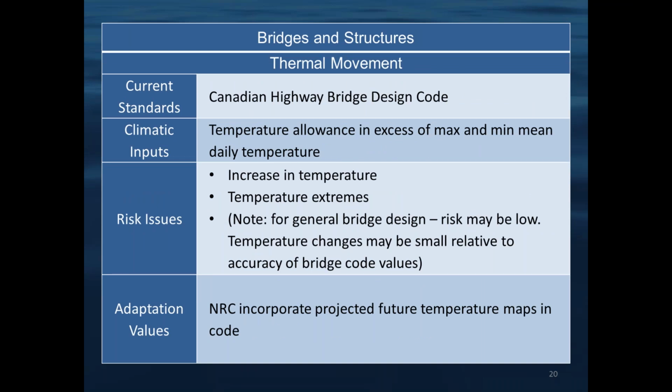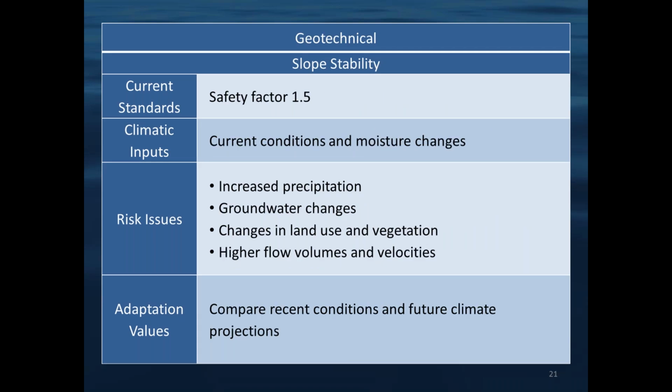And depending where you are in the province, the change isn't necessarily the same in each area. Slope stability, geotechnical. Our current standard is to make sure we have a safety factor of 1.5. Obviously, as things get wetter and we get more precipitation, those safety factors have to be looked at because it may be more difficult to maintain that 1.5. So again, you have to look at the risks.